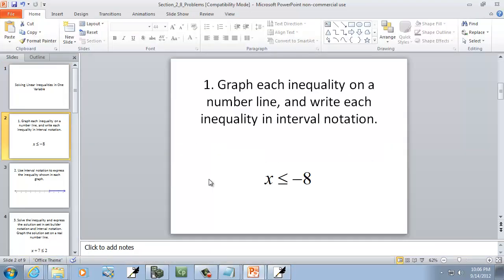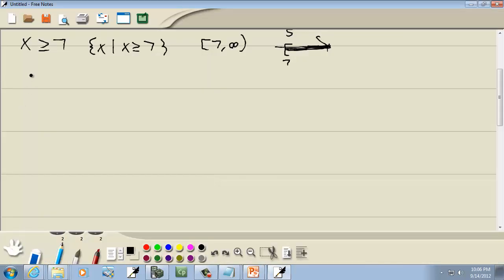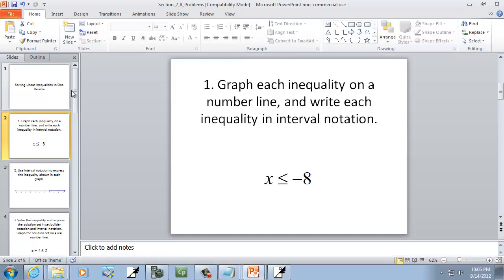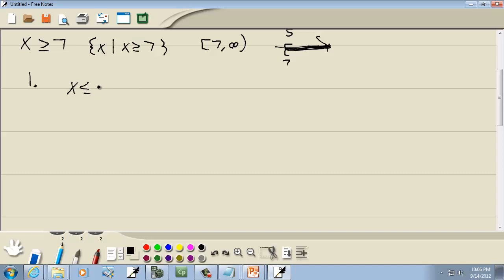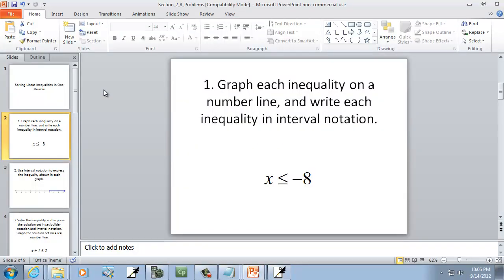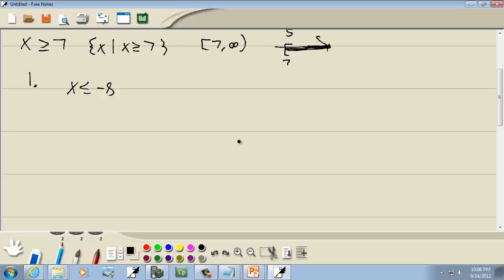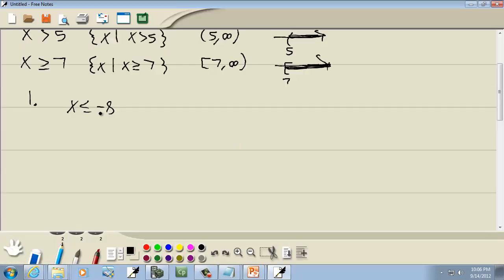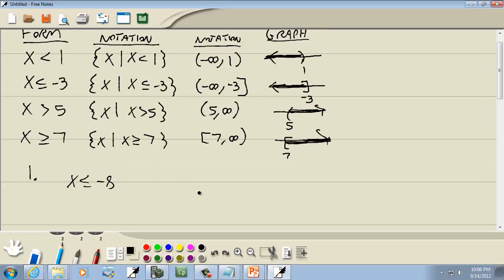Let's look at our first problem. Okay, so it says x is less than or equal to -8. It says graph each inequality on a number line and write each inequality in interval notation. Well, this is x is less than or equal to a number. So if I come up here, I'm looking for a form where we have x is less than or equal to a number. Well, that's our second one here. If I come over here, this is what our graph's going to look like. So this is exactly what it's going to look like, except for the negative 3 will be negative 8.